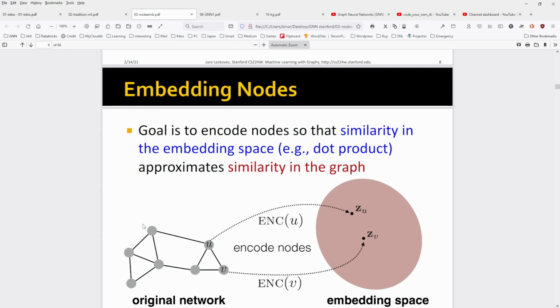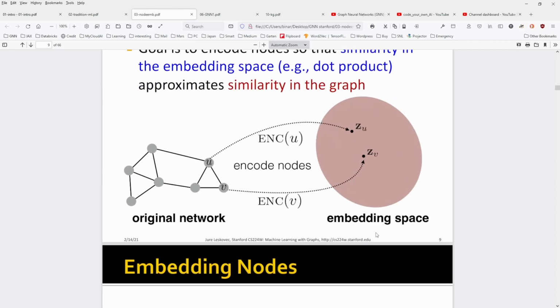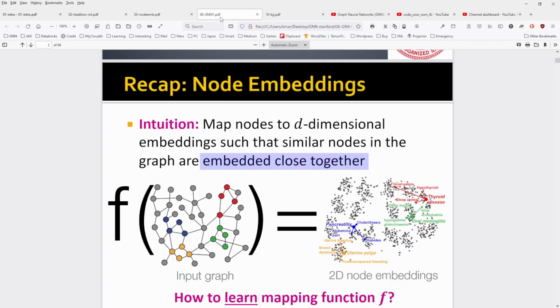So if you have here node 1 and node 2 close together, whatever this non-Euclidean representation is, you want to have an embedding space, a topological space, where these two nodes are also relatively close together, whatever the closeness matrix is within this topological space. And now we switch to node embeddings.